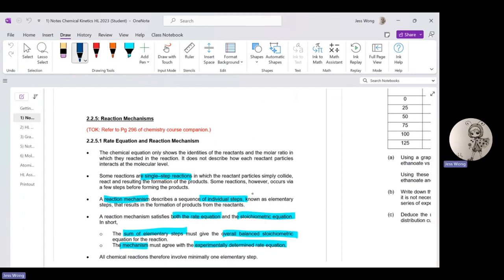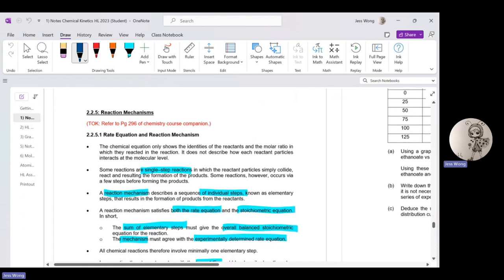So in the last lesson we talked about mechanism, and we talked about how some reactions are made up of more than one step. They constitute a series of individual steps, which are known as the elementary steps, and these elementary steps make up the mechanism.